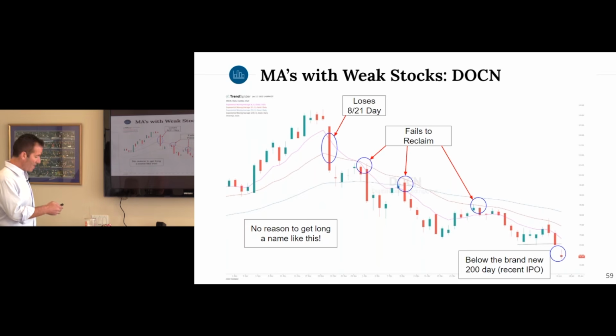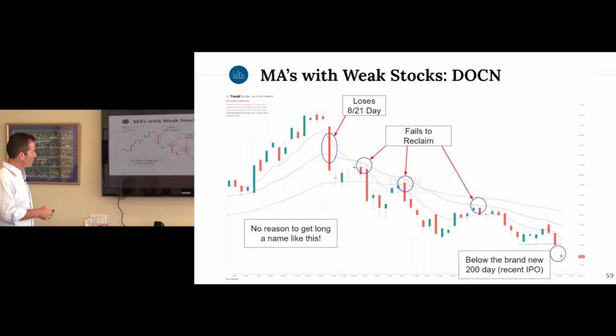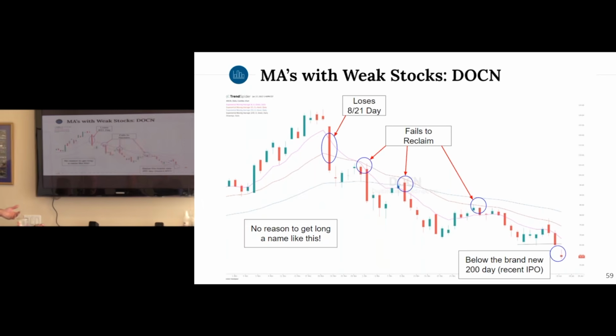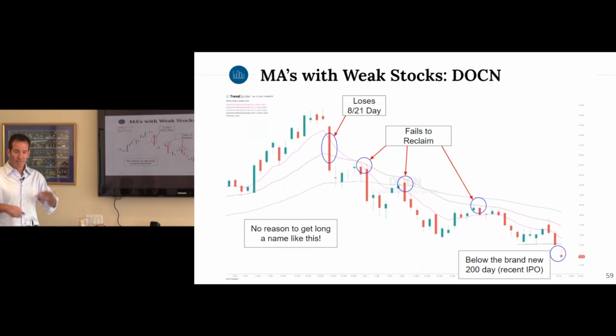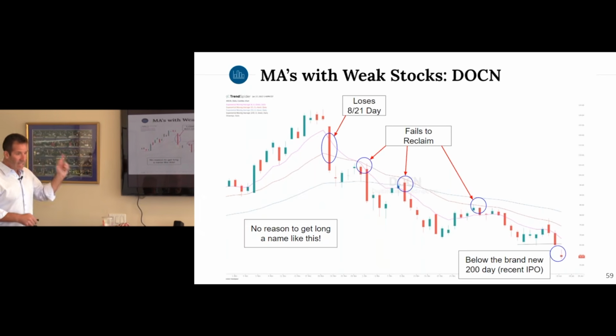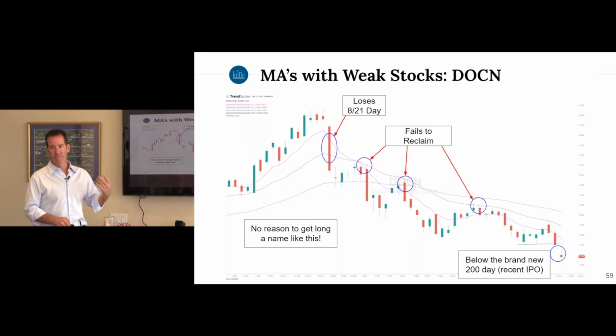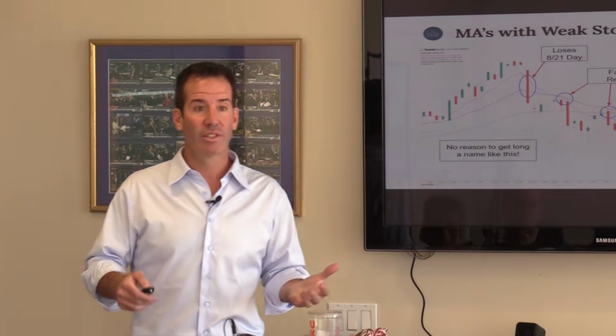This is DOCN, another one that broke the moving averages, and then every rally to it was sold, all the way down. High, lower high, lower high, lower high, below the moving averages. You're not sitting in it. You might trade it here and there, but until it reclaims it and starts a new active sequence. I feel like in the last year I started to talk a lot about active sequences, because active sequences is where we want to live.